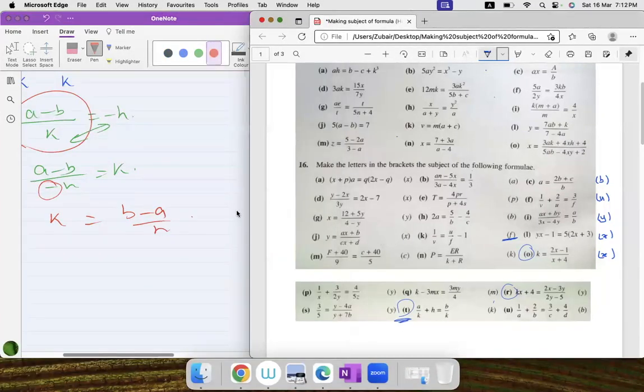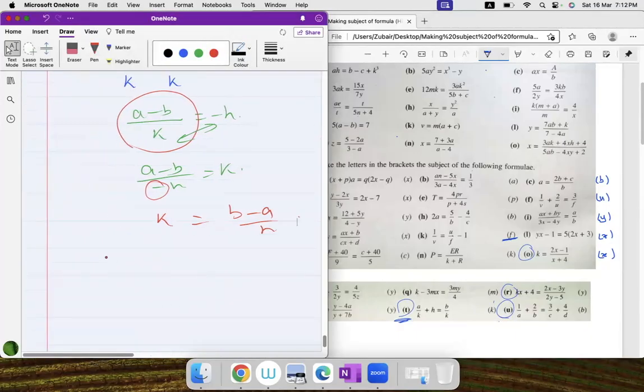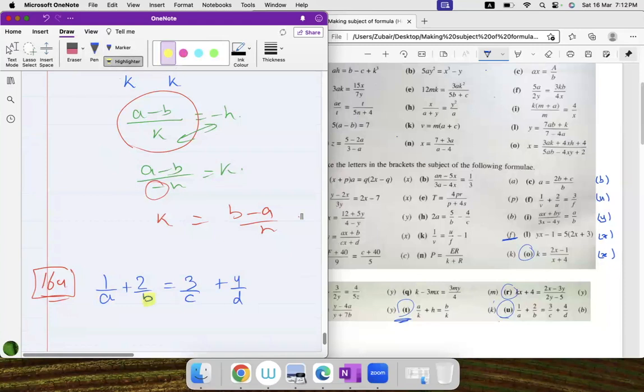Yes, next. And then 16u is kind of similar to the F.U. 16u: 1 over a plus 2 over b is equal to 3 over c plus 4 over d, and we have to make b the subject. Luckily, it is only at one place.